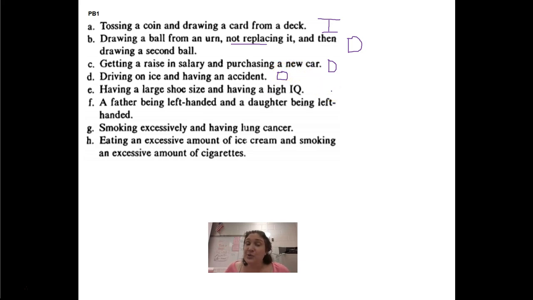Having a large shoe size and having a high IQ. Independent. A father being left-handed and a daughter being left-handed. It is dependent. That's gene related. Smoking excessively and having lung cancer.